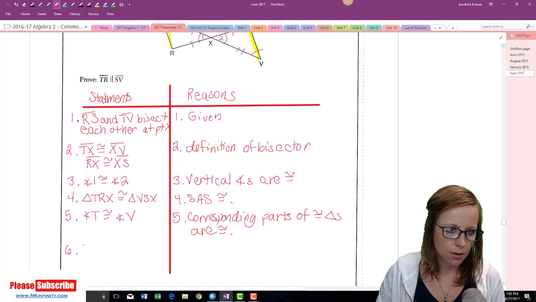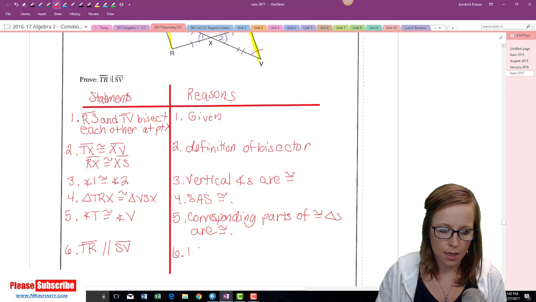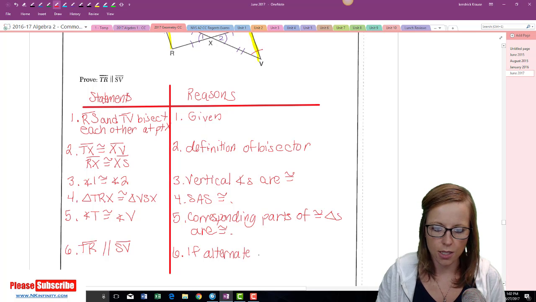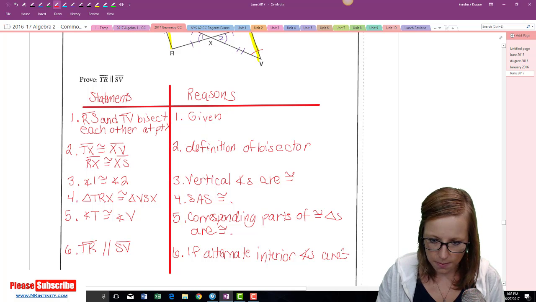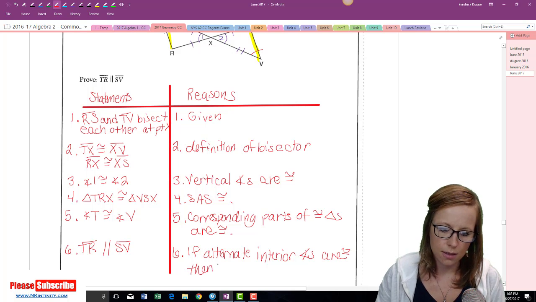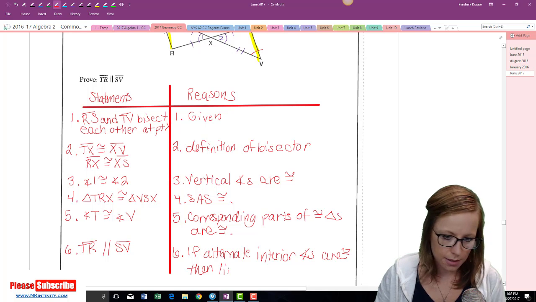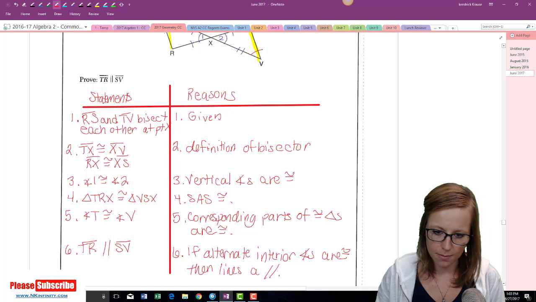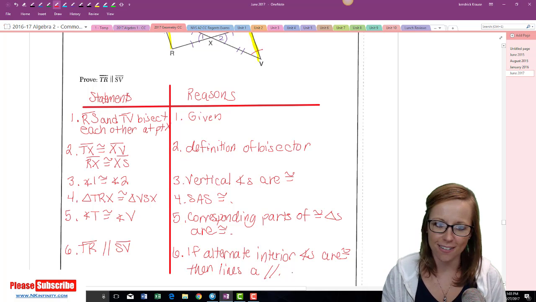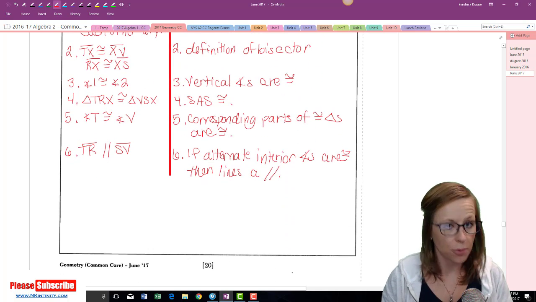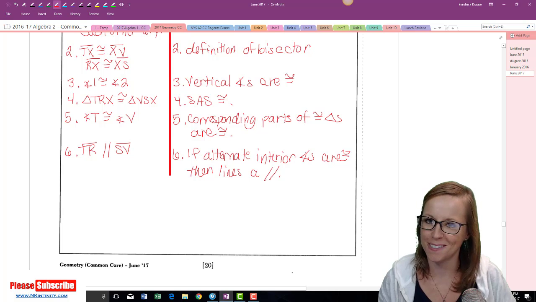6. TR is parallel to SV if alternate interior angles are congruent. Then lines are parallel. Yay! Look what we can do. Not a bad proof. In terms of proofs, it could have been way worse, right?